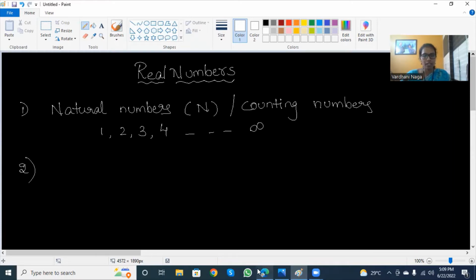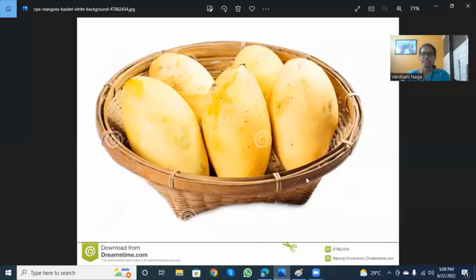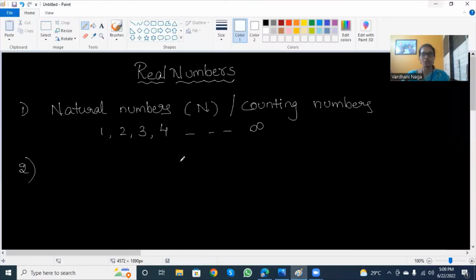so here, what is this? This basket contains 5 mangoes. If somebody has eaten these 5 mangoes, then how many mangoes are left in the basket? Empty. Yes, so 0 mangoes. So in this number system, 0 came into the picture. So those numbers were called whole numbers.